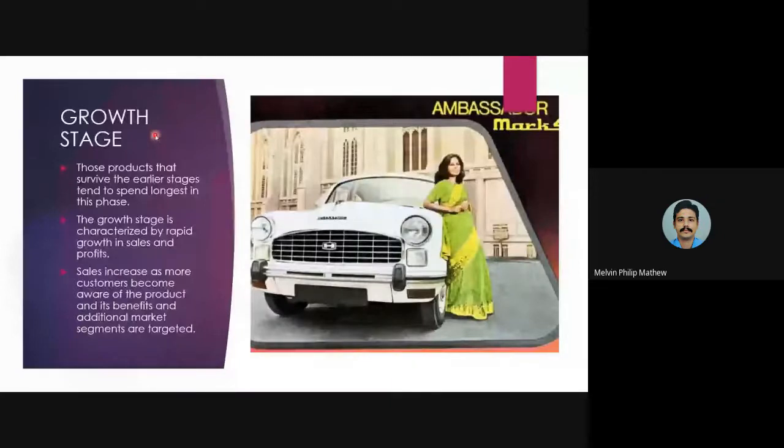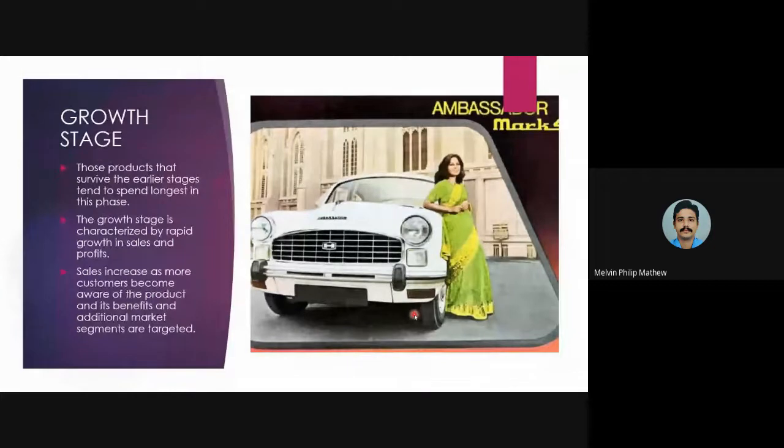Some products will not come into this stage. They will lapse from the introduction stage itself. Some people may not adopt, or they will decline the said product, and it will be out of the market and will not survive. Those products that survive spend the longest in this phase, and they continue to give the company profits. Sales increase as more customers become aware of the product and its benefits, and additional market segments are targeted. Due to that, the profit incurred will be greater during the growth stage.